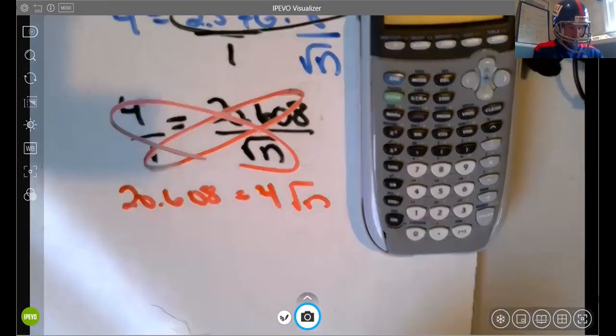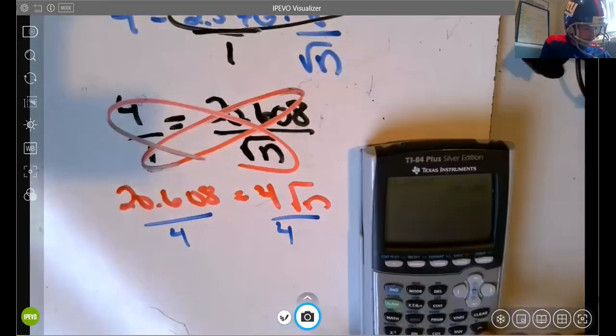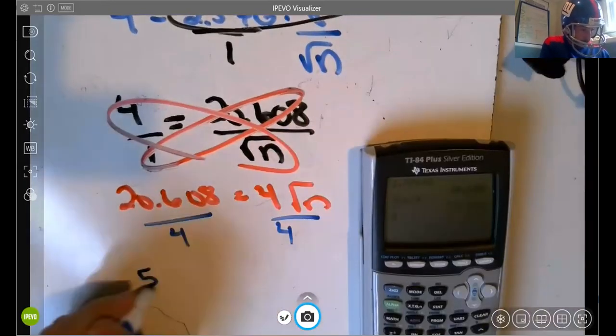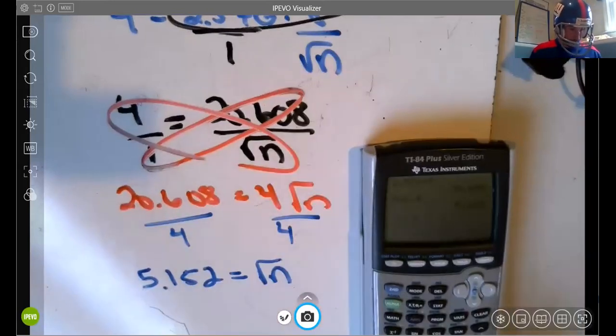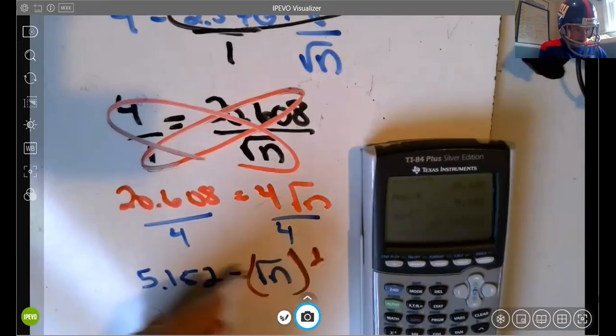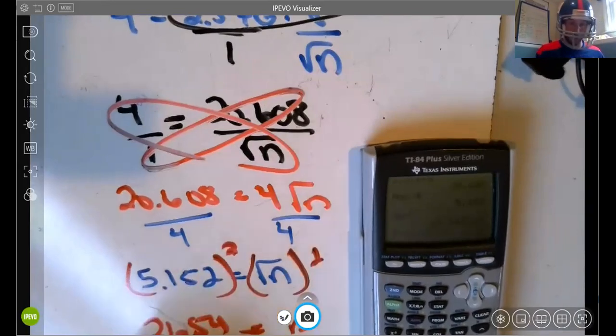And then I think as we move forward, this is pretty straightforward for us. Divide by 4 on both sides. So when I do 20.608 divided by 4, I get 5.152 equals the square root of n. And then, of course, we're going to square both sides. And remember, we're always going to round n up.